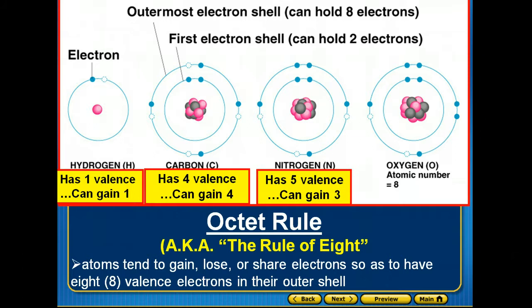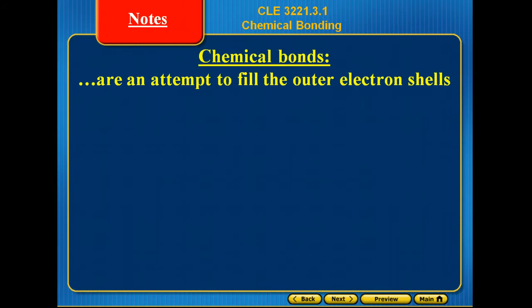Nitrogen has 5 valence electrons, so it can gain 3. Well, again, back to the rule of 8. It wants to have 8, so it will also bond to try to get those other 3. Oxygen has 6 valence electrons. It can gain 2 more to get 8, and so it will also bond. Chemical bonding, it's really all about trying to get those outer shells full.